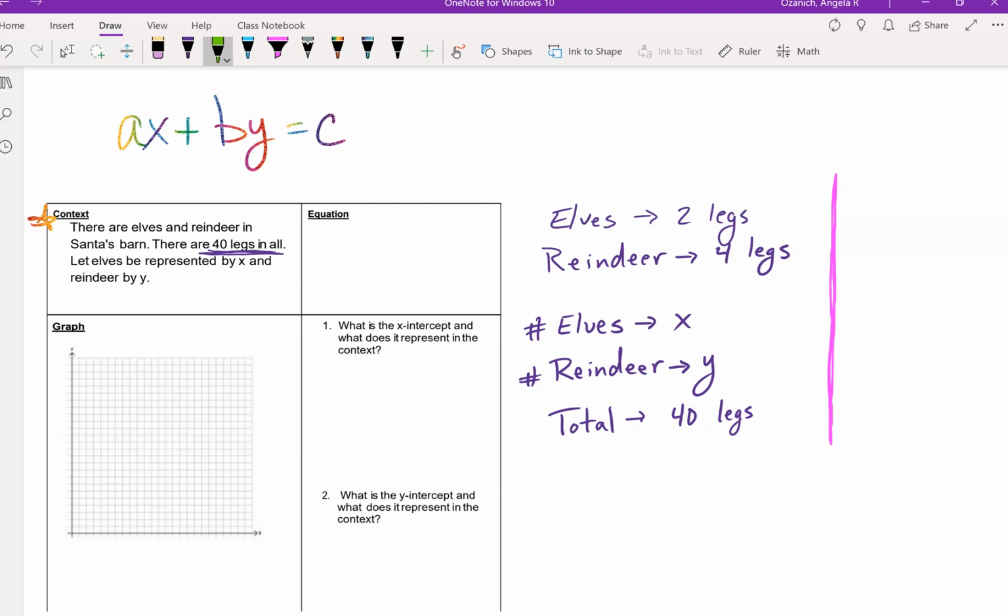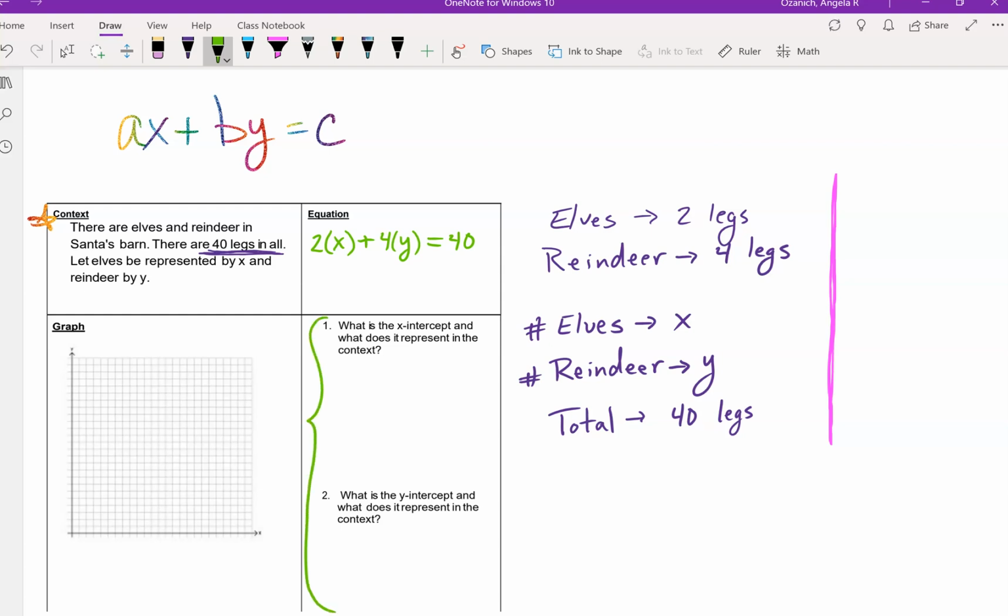Let's take 2 times the number of elves. Basically, that's 2 legs for each elf, plus 4 legs for each reindeer. y is my number of reindeer, and that's going to equal a total of 40 legs. All right, that looks like it could be 40 legs altogether. I think that's looking pretty good. It says, what is the x-intercept and what does it represent in context? What is the y-intercept and what does it represent in the context of this problem?